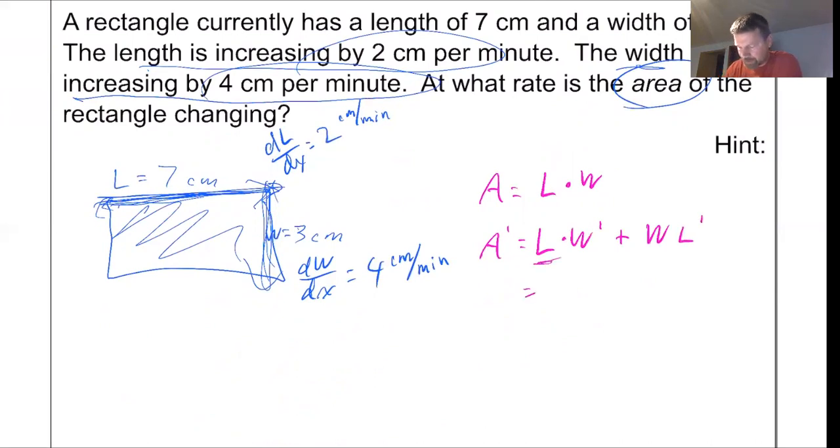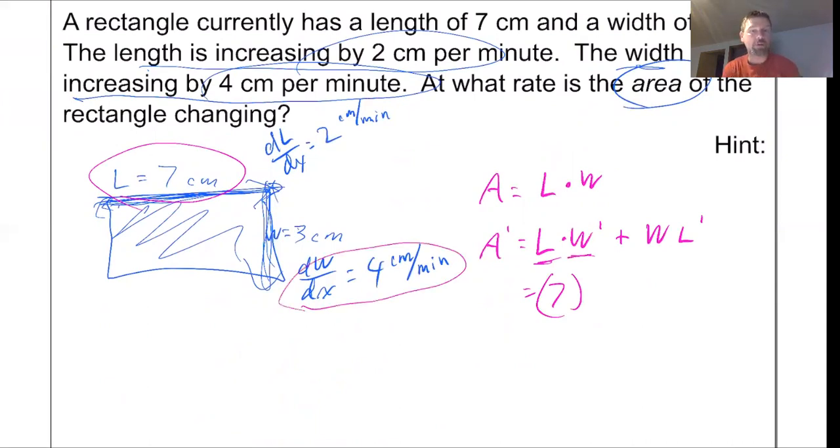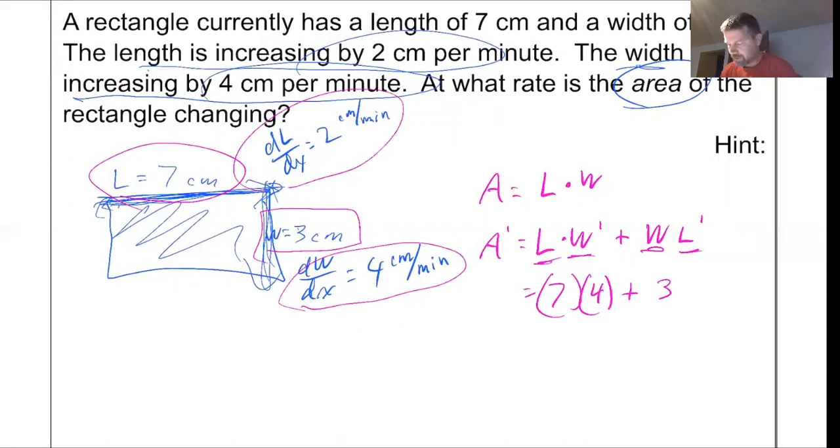Well, L stands for length. That's 7. Times W prime stands for the rate of change of W. That's right here, dW dx. That's W prime, how quickly it's changing. That's a 4. Plus W, that's a width, right here is 3. Times L prime is how fast the length is changing. That's dL dx. How fast is that L changing? That is 2. That's 28 plus 6. 28 plus 6 is 34. So it's changing at a rate of 34.